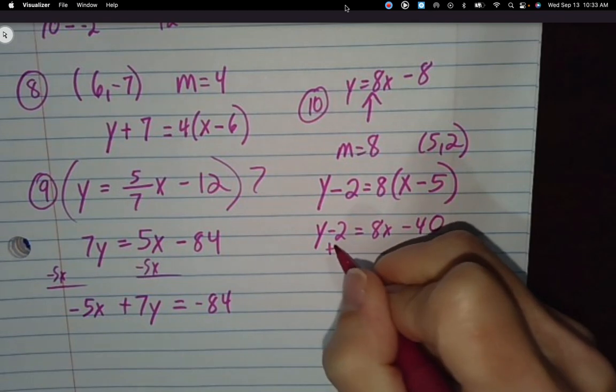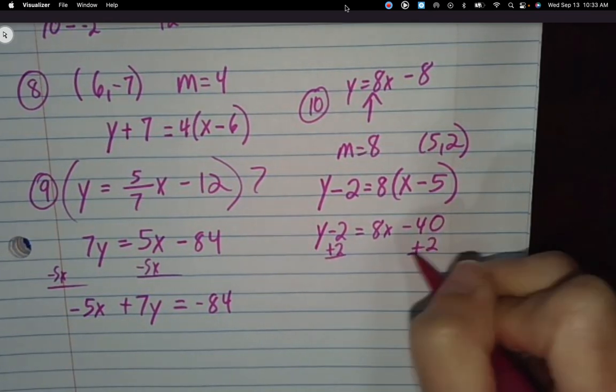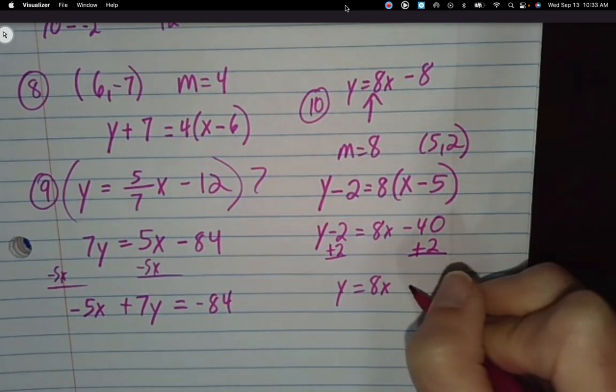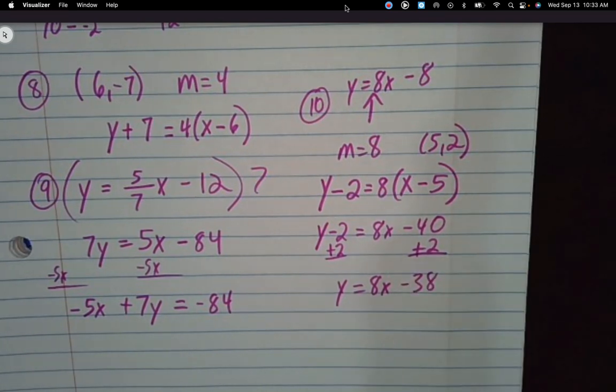You add 2. Be careful here because that could make your answer choice wrong. What's negative 40 plus 2? Negative 38. So 10 is actually A. Okay? How are we with that? Good? 11 is not on there.